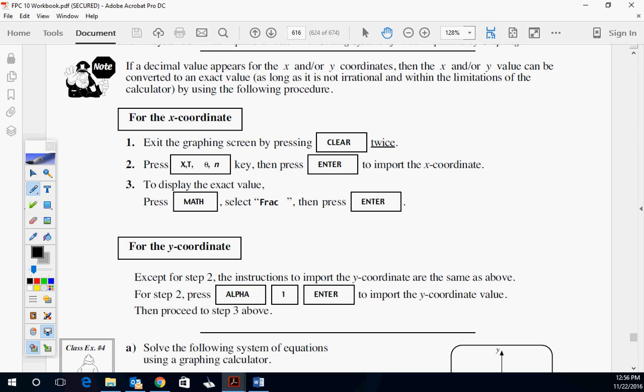Exit the graphing screen by pressing clear twice. So where you're at, press X and hit enter. Once you hit enter, it imports the X coordinate, and you'll have it display the max value. Let me show you what it's talking about. Everybody in their calculator right now, hit this button. You should be back. We're not in the graph anymore. Then hit enter, and then you should import the X coordinate.